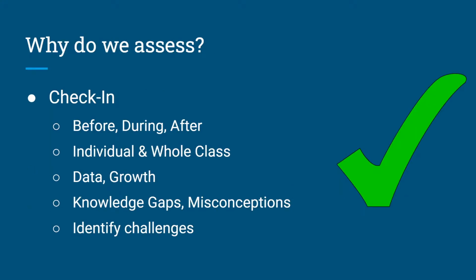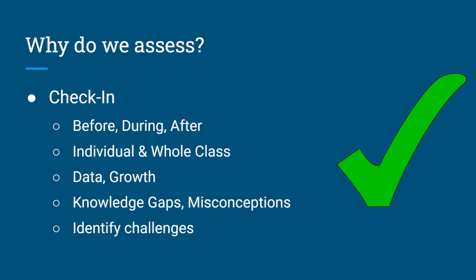Let's start with the why. I think that the number one reason that we assess our students is to check in with them, and that may be on any number of levels. Definitely before instruction, during, and after, we are checking in with individual students and getting a feel for the class as a whole and their level of understanding. We are collecting data, planning for short and long term. We're progress monitoring. We're monitoring growth. There's a lot that goes into this. It helps us identify knowledge gaps and correct misconceptions. And we're identifying learning disabilities, behavioral, social, emotional, environmental challenges that a lot of our students are facing.